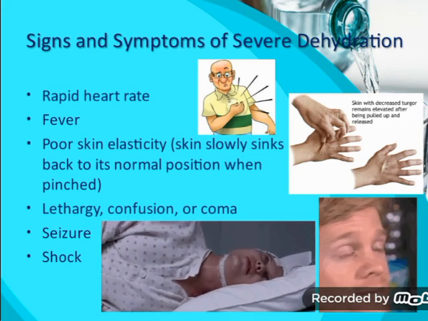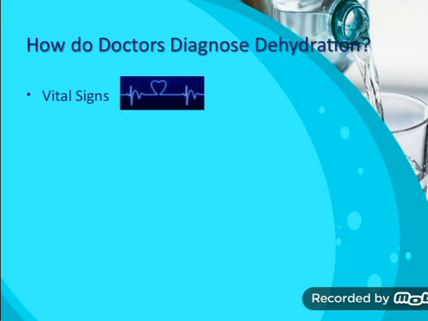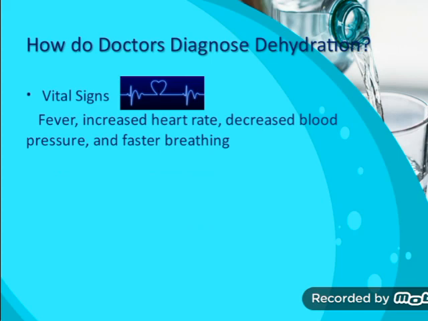The doctor may perform a variety of simple tests at the time of examination or send blood or urine samples to the laboratory. Through tests and examination, the doctor will try to identify the underlying cause or causes that led to the dehydration. First, we have vital signs. Fever, increased heart rate, decreased blood pressure, and faster breathing are signs of potential dehydration and other illnesses.